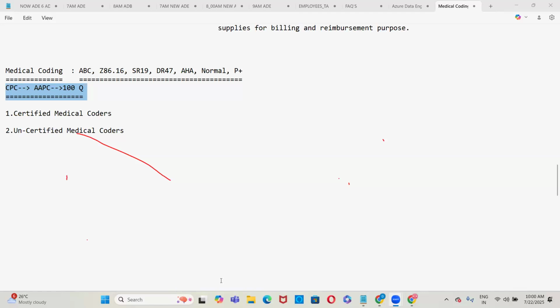Once you get the certification from AAPC, you can immediately start the interview process. If you are thorough, you can easily crack the interview, because in the interview also they are going to ask you the same thing: how do you code this, how do you code the respiratory system, and what is the method of treatment given. All these details they will ask in interviews.